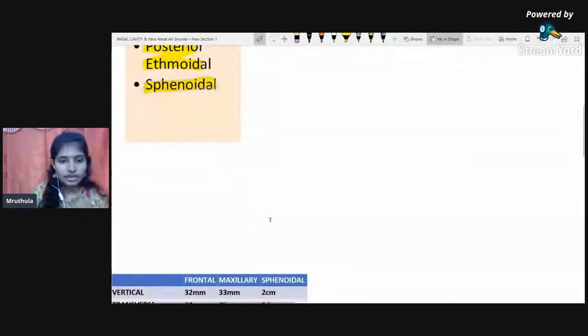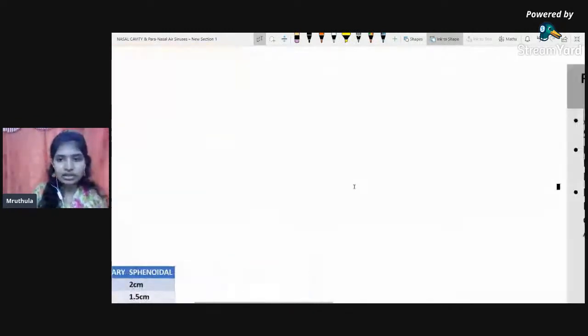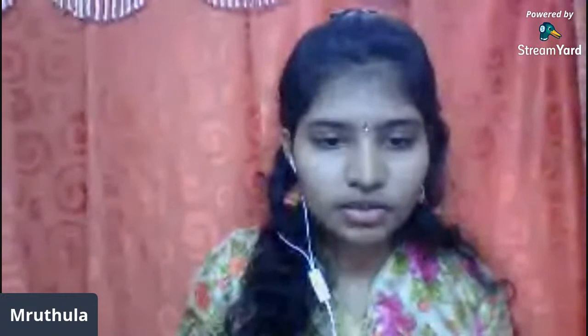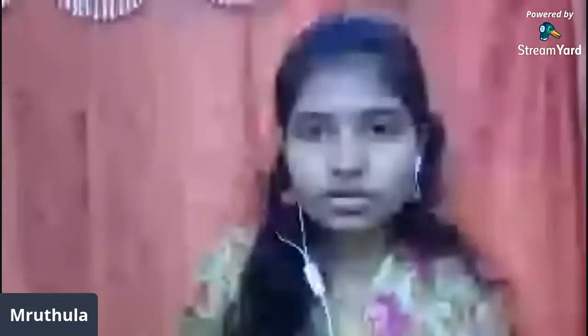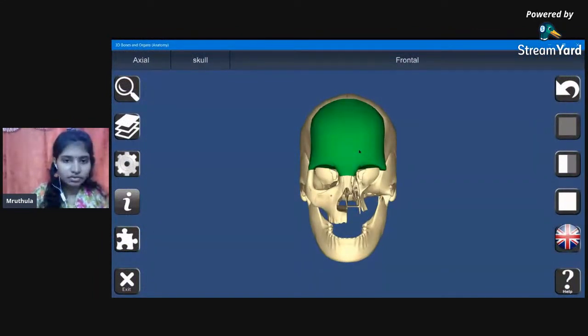Now we will see about the relations of all these sinuses. Before seeing the relations, we'll have a look at the actual sinuses in the skull. Can you guys see the skull now? Just tell me so that I'll continue.